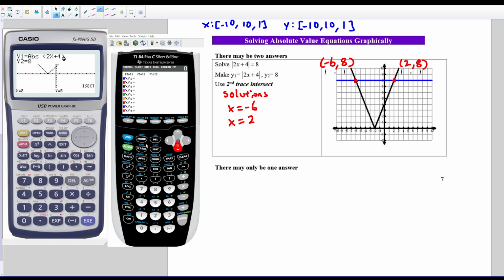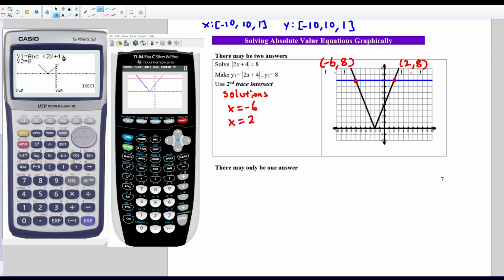Now looking at the TI calculator, I'm going to hit math. I'm going to scroll over to number, and we'll see that we're at our absolute value function right there. And we'll type in 2x plus 4 into y1. And then for y2, I'm going to type in 8. And I'm going to hit graph. And here, we'll see it kind of graph slowly. For this example, we don't need to change our window settings. We already have them on the standard settings.